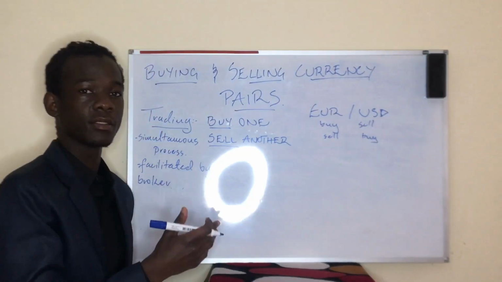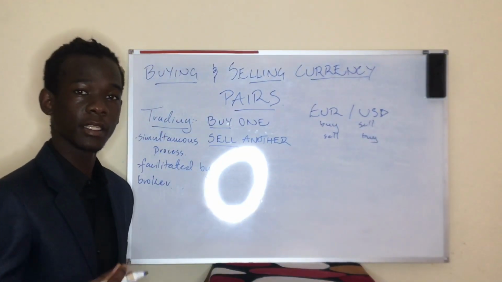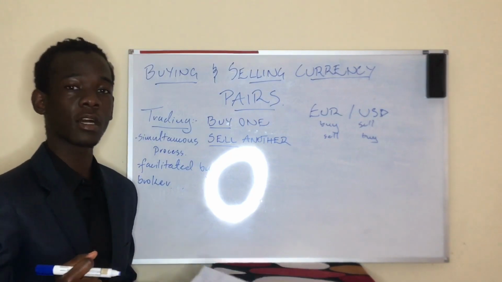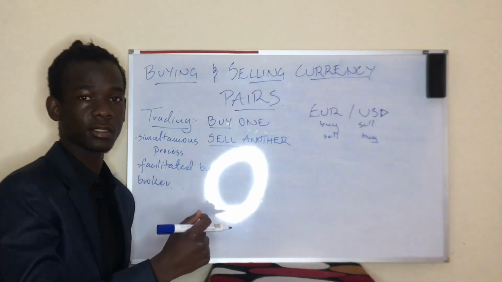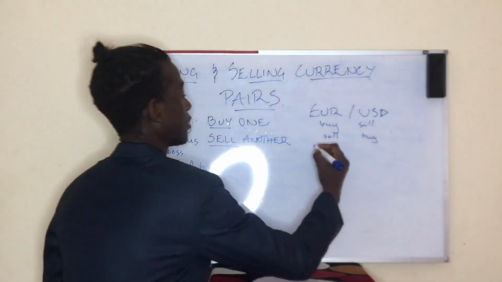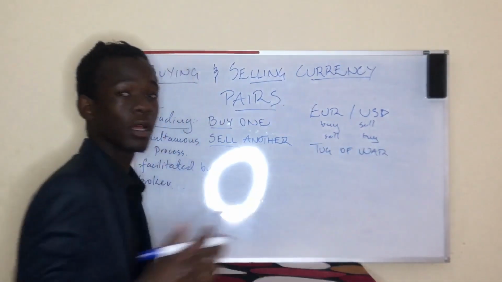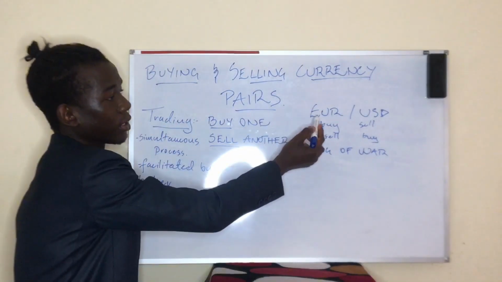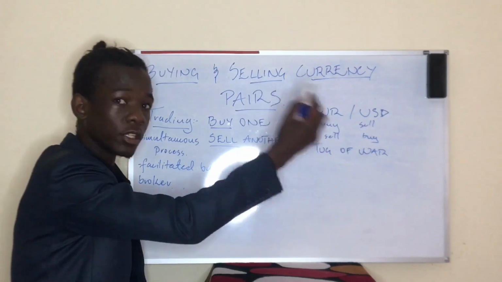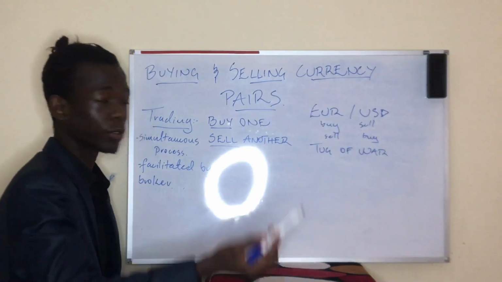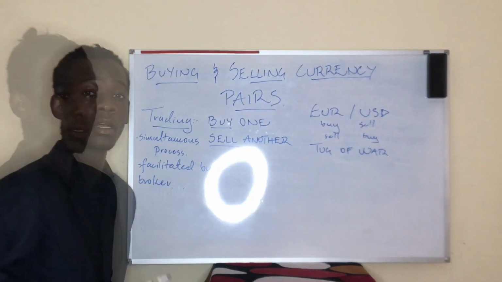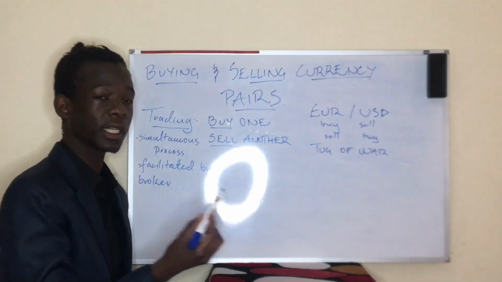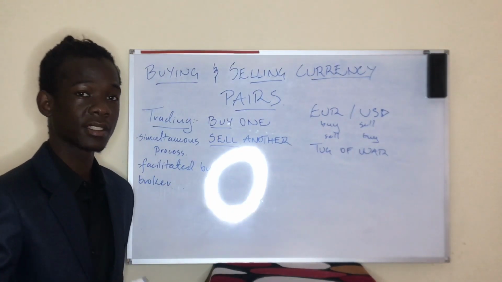Now, what this means is that essentially, in a currency pair, there is a tug of war between one currency and the other. And all this means is that the euro, in this example, is competing with the dollar, and the dollar is competing with the euro. Now, the price of the euro against the dollar is known as the exchange rate.